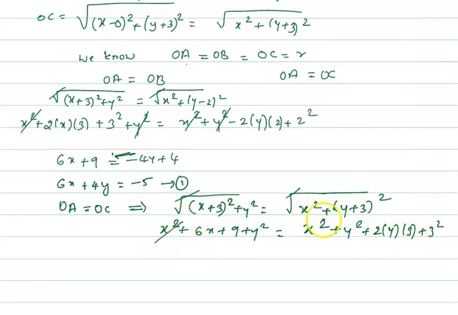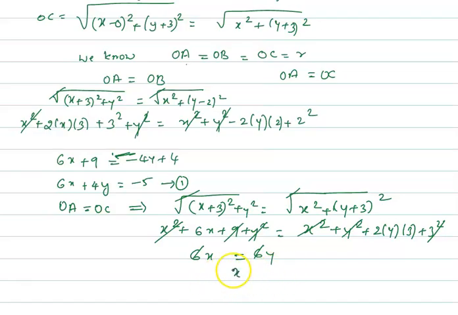Here x square gets cancelled with x square, y square gets cancelled with y square, 9 gets cancelled with 3 square. So I am going to get 6x, 6y, that's it. So x and 6 get cancelled. So we are going to get x minus y equal to 0, or else we are going to get x is equal to y.